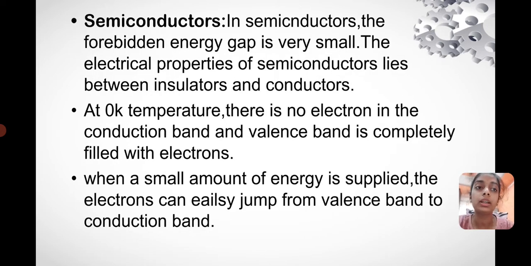Semiconductors. In semiconductors, the forbidden energy gap is very small. The electrical properties of semiconductors lie between insulators and conductors. At 0 Kelvin temperature, there is no electron in the conduction band and the valency band is completely filled with electrons. When a small amount of energy is supplied, the electrons can easily jump from the valency band to the conduction band.